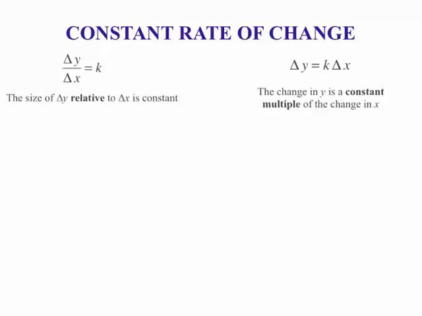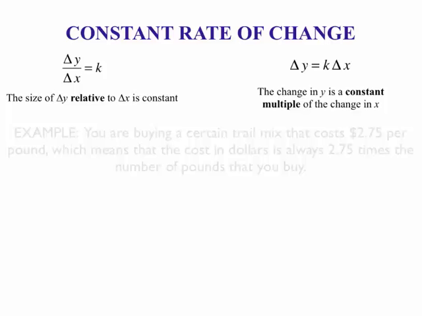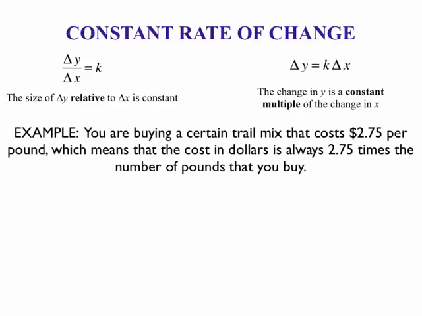Okay, so let's practice. We'll leave this up here, because these are the two main mathematical constructs of constant rate of change. So we're going to get some examples going here. Okay, so you're buying a certain trail mix that costs $2.75 per pound. That means the cost in dollars is always 2.75 times the number of pounds that you buy. So that should feel very much like what we're doing.